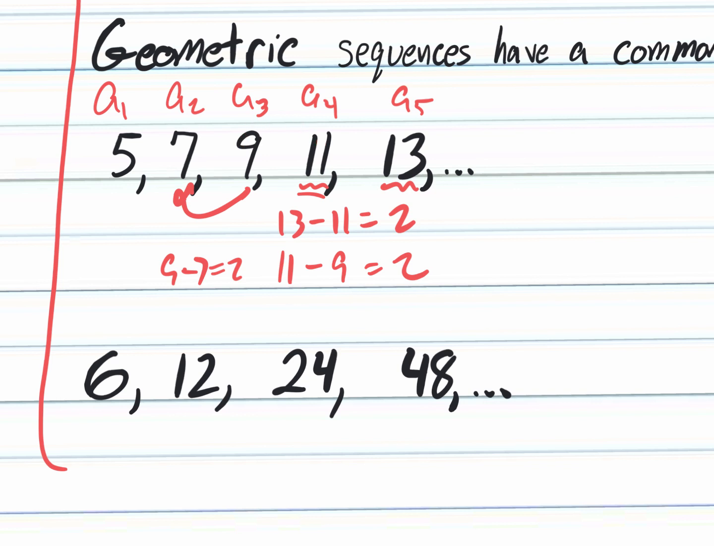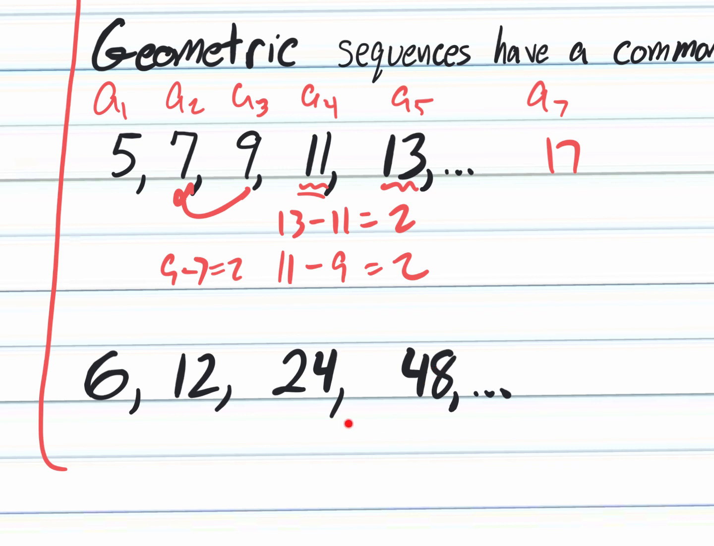So if I did ask you for, let's say, a sub 7, what does that mean? That means the seventh number on your list. And what would the seventh number on this list be? 17. That's right. Because if you kept adding 2, 15, adding 2, 17.